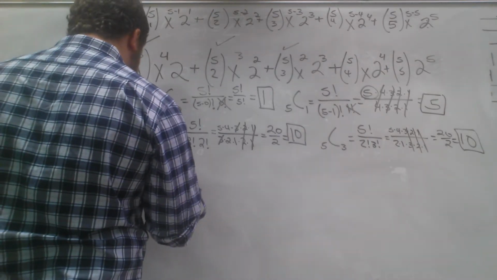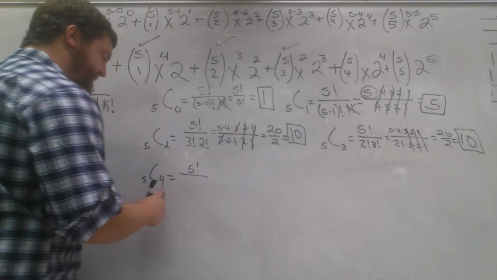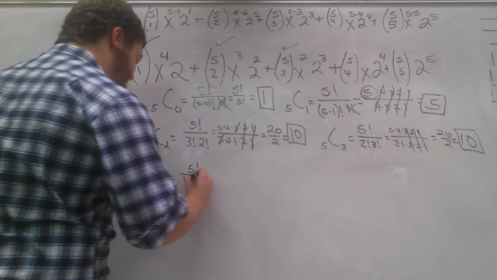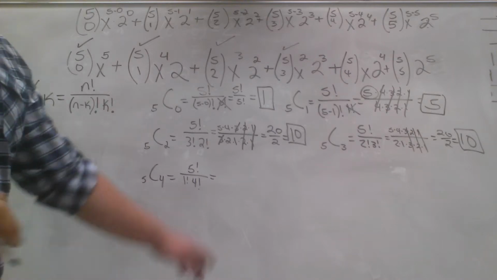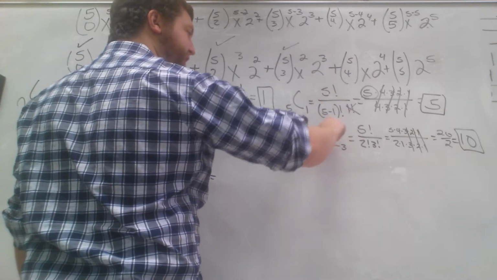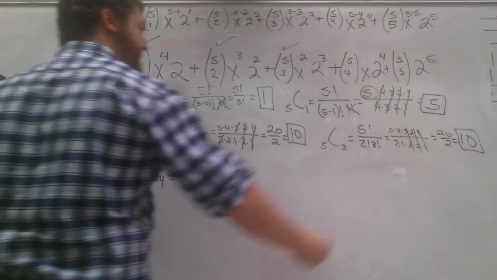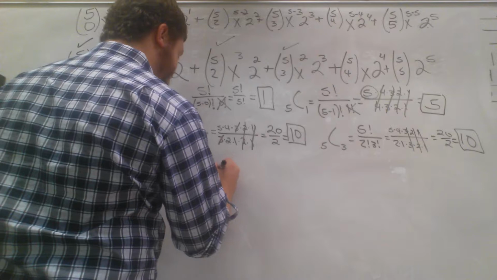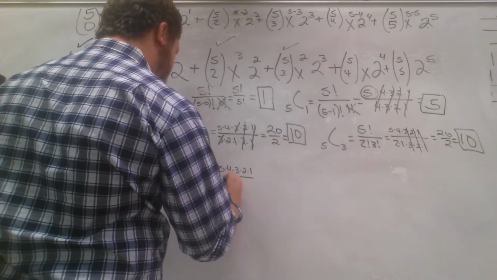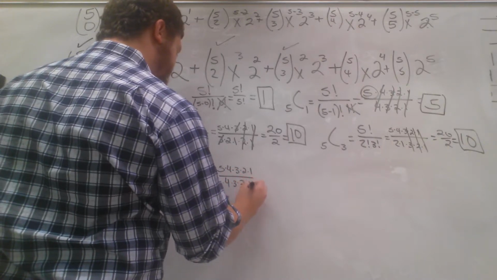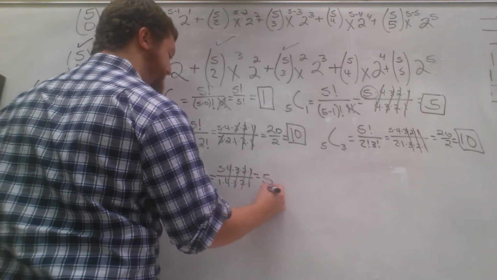So now I do 5C4. 5 factorial over, what's 5 minus 4? 1 factorial times 4 factorial. Well, wait. I had the same thing over here. I had 5 factorial over 4 factorial times 1 factorial. So if I flip-flop, what answer should I get? I should get 5. Let's see if we're right. 5 times 4 times 3 times 2 times 1 over 1 times 4 times 3 times 2 times 1. 1s, 2s, 3s, 4s cancel. I got 5 over 1, which is 5.